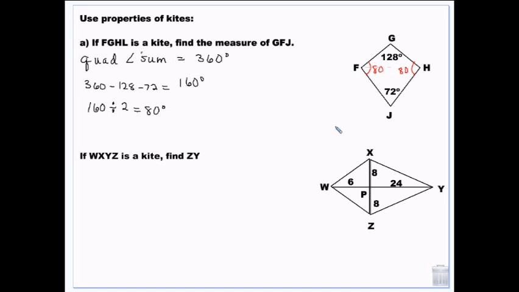Did I lose you? The whole thing's 360 if it has 4 sides. So we knew what those two were, and we know that these two are the same because it's a kite. So I subtract these two from 360, that leaves 160. And then I divide it by 2 because those will be the same. Better now?